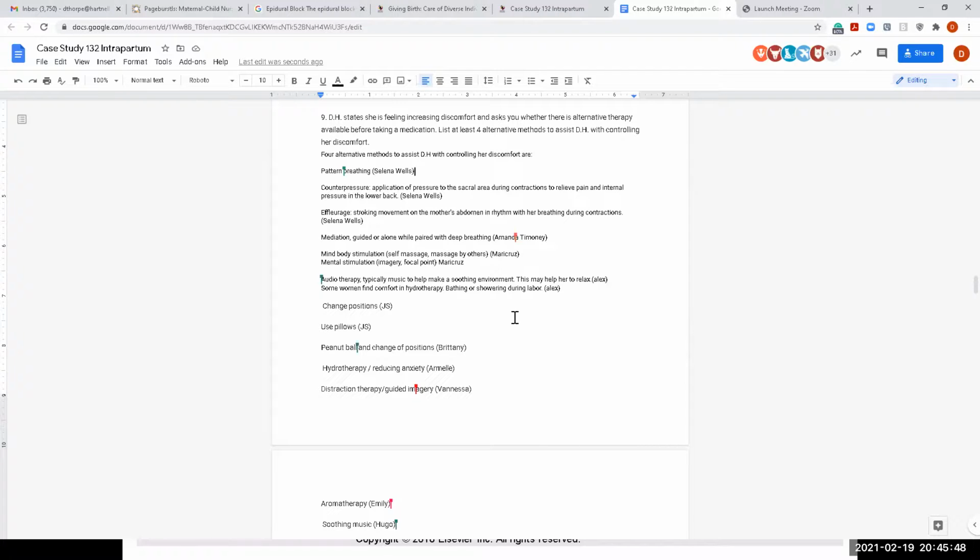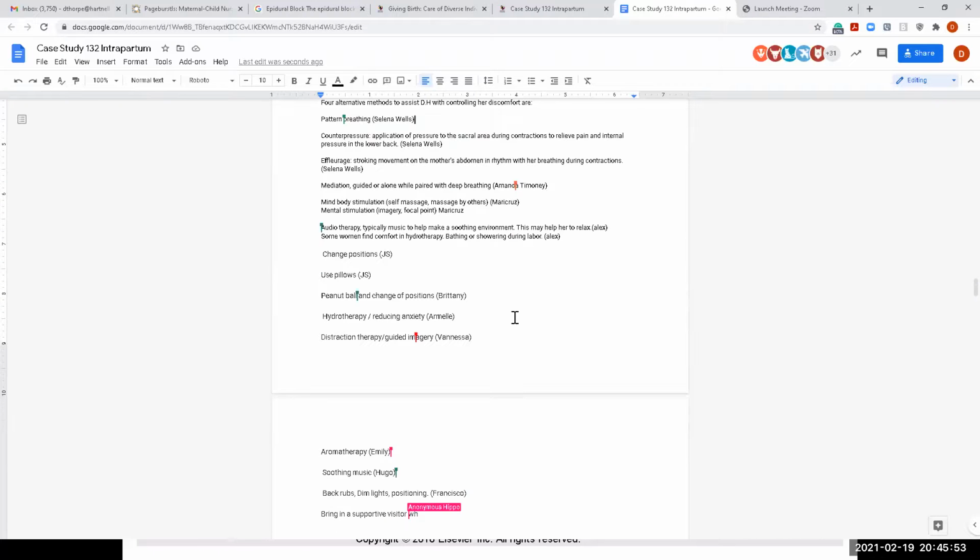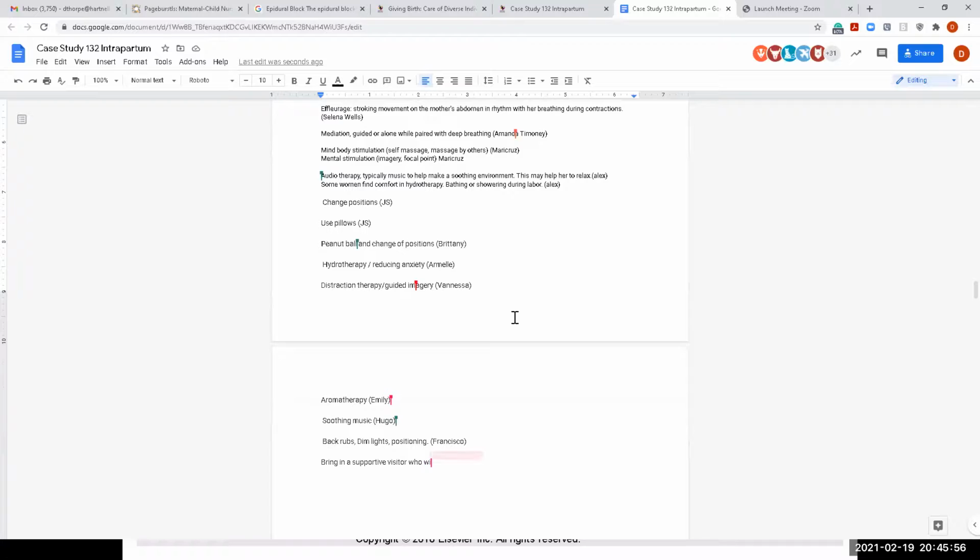I know for myself, I used music during mine. Changing positions, using lots of pillows. Yes, there's the peanut ball, which, for those of you who don't know what it is, you can look it up. I think there are probably some pictures of it in ATI, but it's basically a huge blow up ball that looks like a peanut, okay? And you can get mom in different positions. They can actually stay on that and use it through the whole labor and delivery.